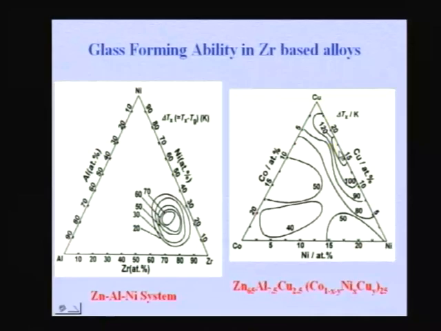But the only restriction here is, for identifying which is the best composition, first we have to make a glass. You have to make an alloy, make it into a glass, then heat this glass, get the Tg and the Tx, identify what is the delta Tx and then plot it. So this is what we are doing, a kind of a post-mortem.